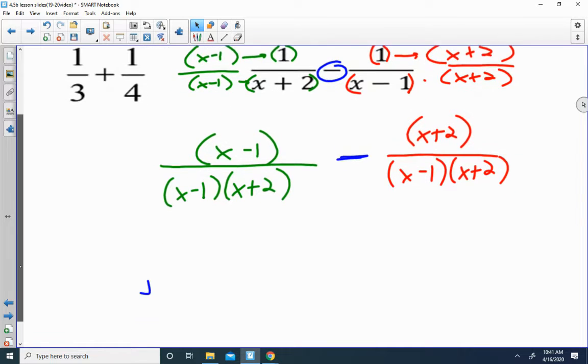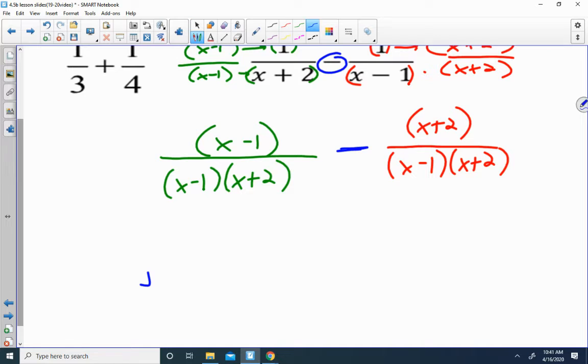And according to this, I'm supposed to subtract the two. But check it out. X minus 1, x plus 2, x minus 1, x plus 2. We now have a common denominator. It's not a pretty common denominator. It's absolutely disgusting, but they're the same. That's what matters. They're both x minus 1, x plus 2, which means we can now subtract these two fractions.